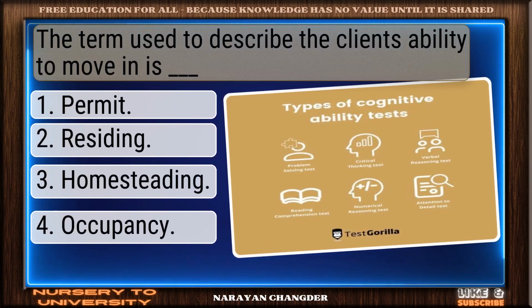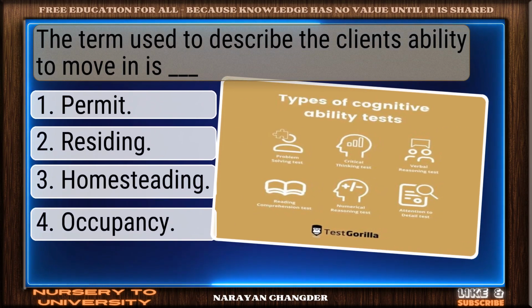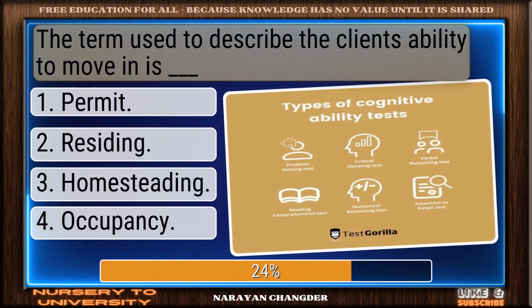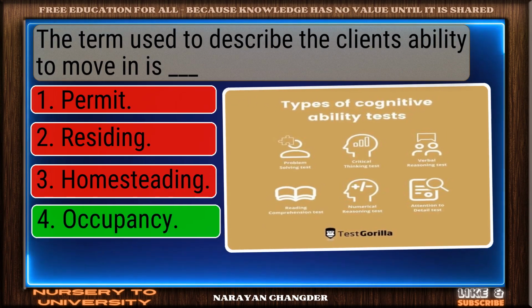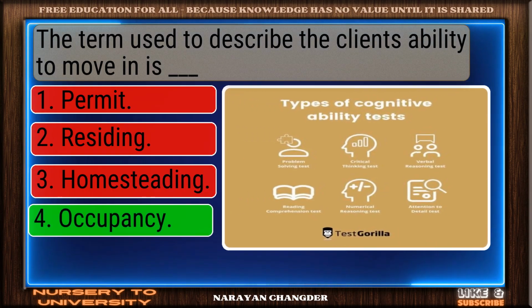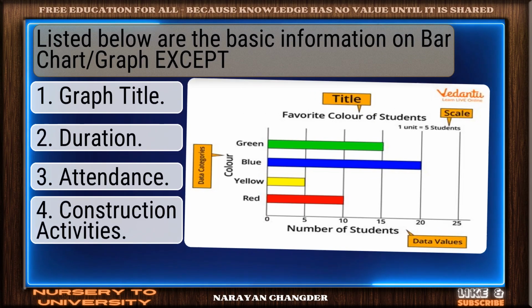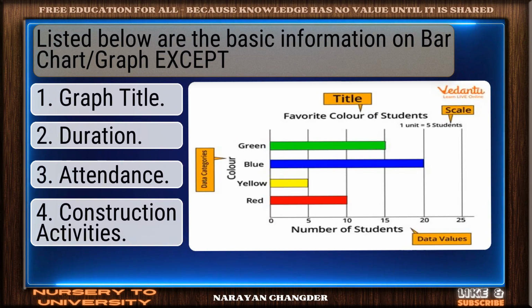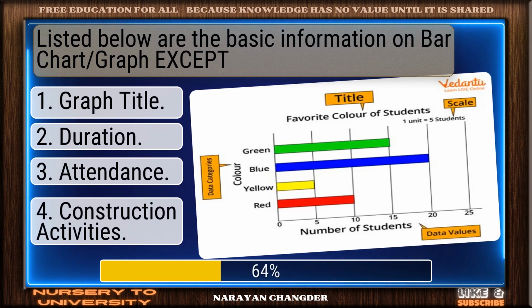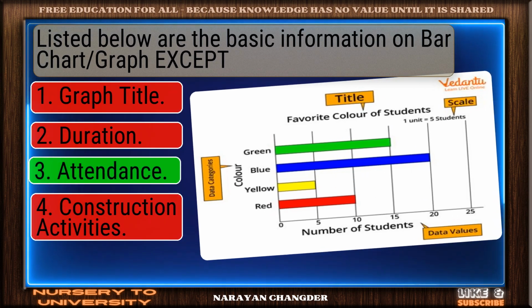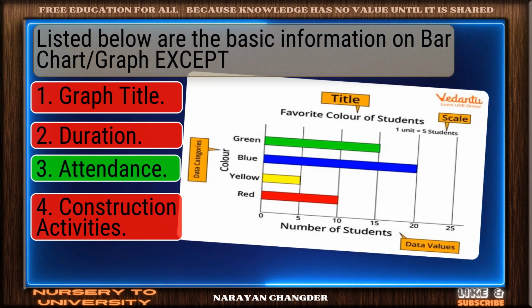The term used to describe the client's ability to move in is dash. Good thinking. Occupancy is the right answer. Listed below are the basic information on bar chart graph, except. Correct response. Attendance is the most accurate answer.